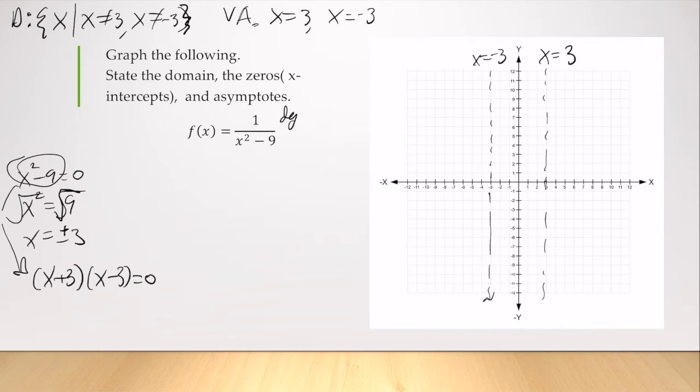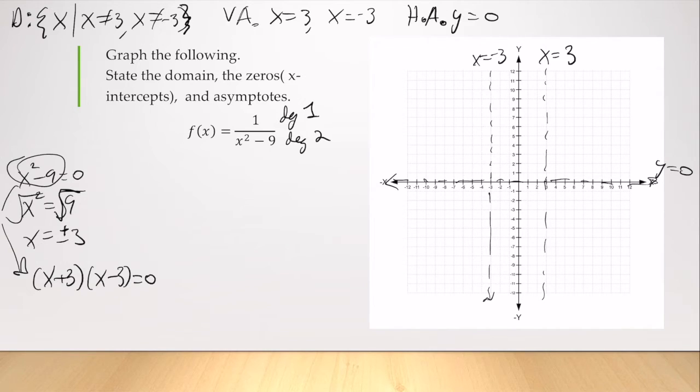Now, the degree of my numerator is 1, and the degree of my denominator is 2. If the degree of my numerator is less than the degree of my denominator, I have a horizontal asymptote at y equals 0, which is the case here. So here's my y equals 0 horizontal asymptote.